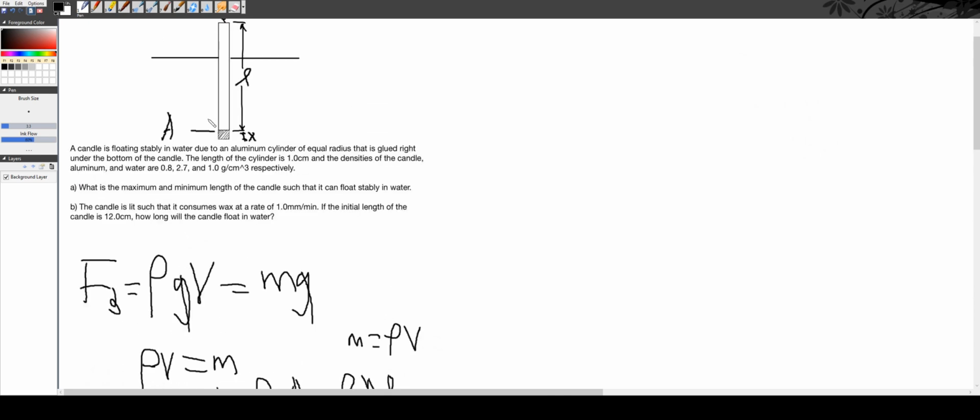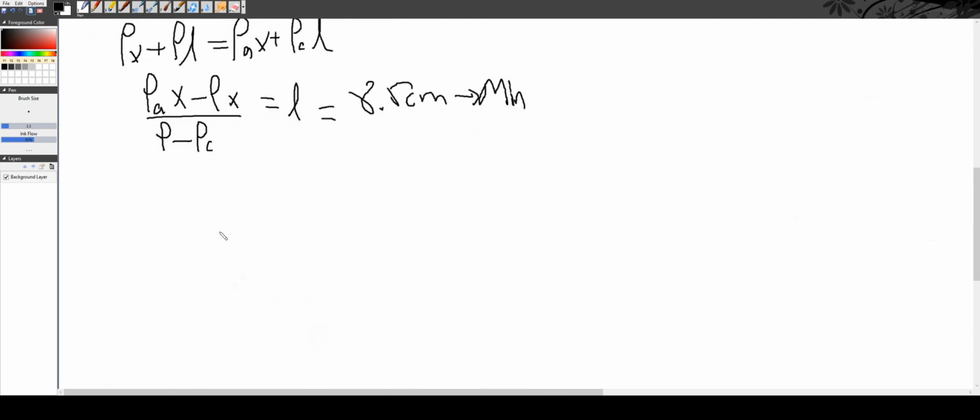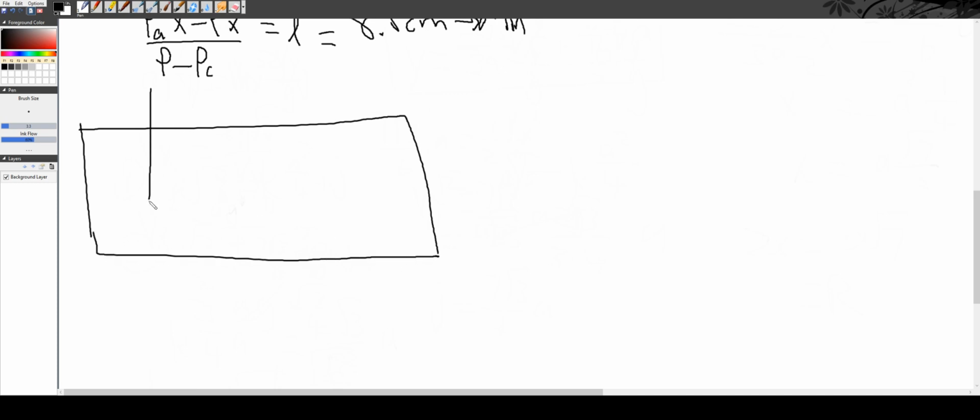Now for the maximum, you want to think about how it can float stably. So think about the center of mass and where the buoyancy acts. Let's draw two diagrams on a tilt. I have one candle here with the aluminum part here, and another candle here with the aluminum part here. If the center of mass is here, the weight goes downwards.